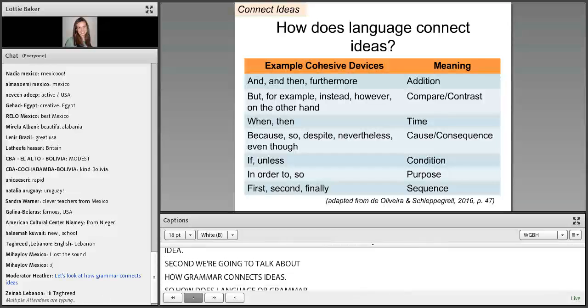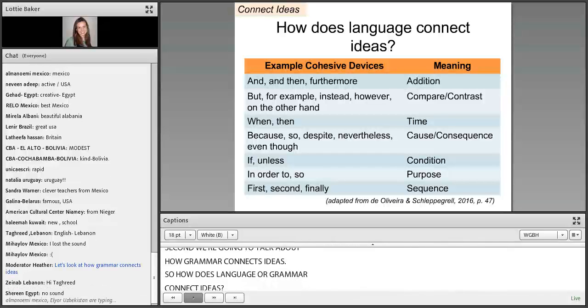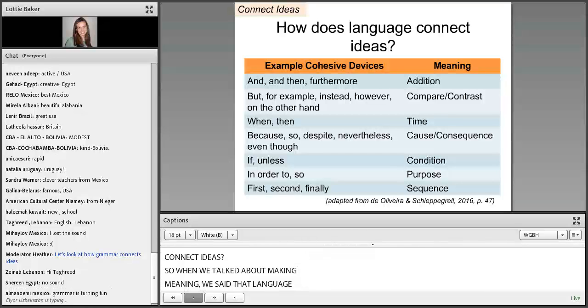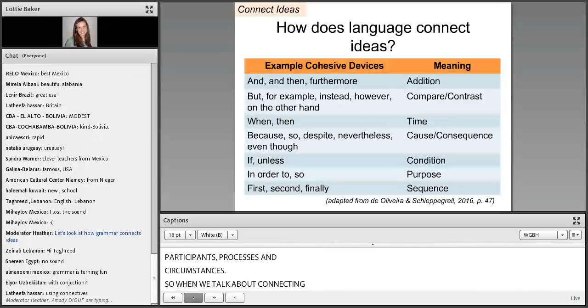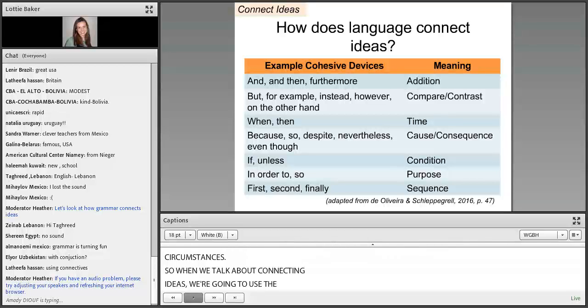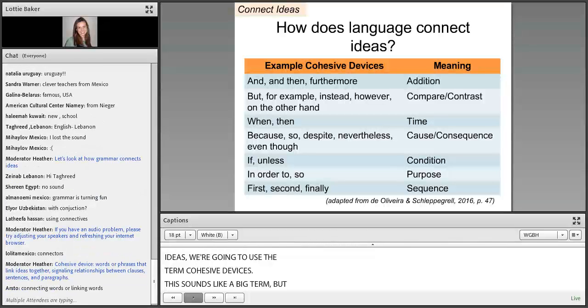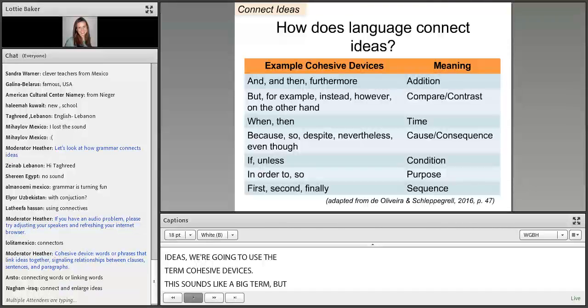So when we talked about making meaning, we said that language makes meaning through participants, processes, and circumstances. So when we talk about connecting ideas, we're going to use the term cohesive devices. This sounds like a big term, but the word cohesive means connect or stick together. So cohesive devices help ideas stick together or connect ideas.